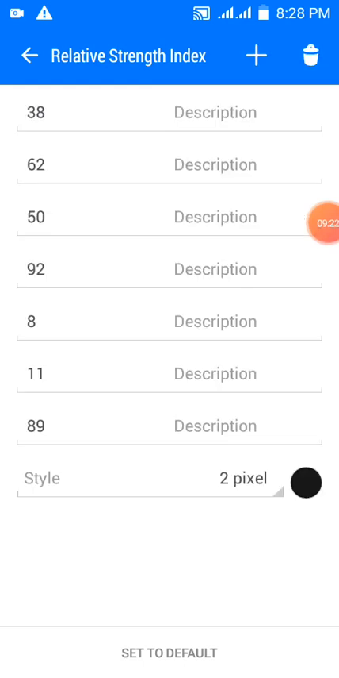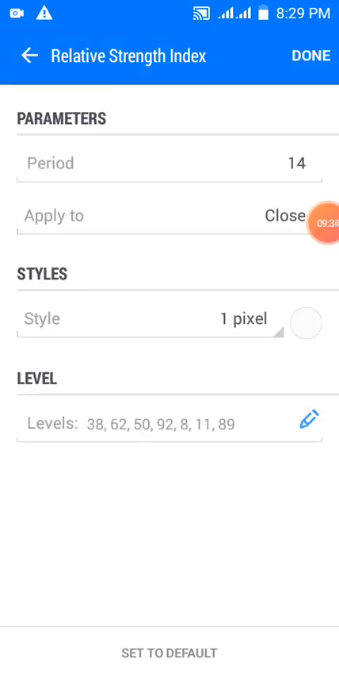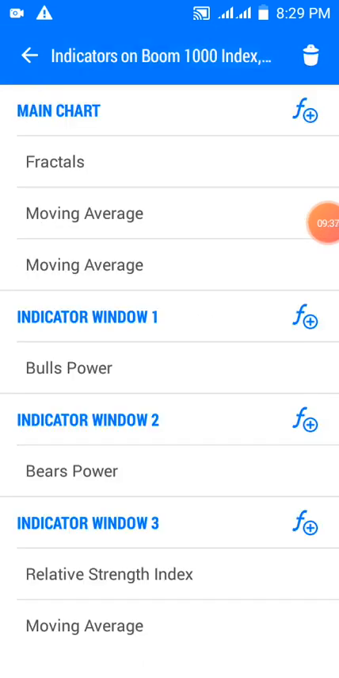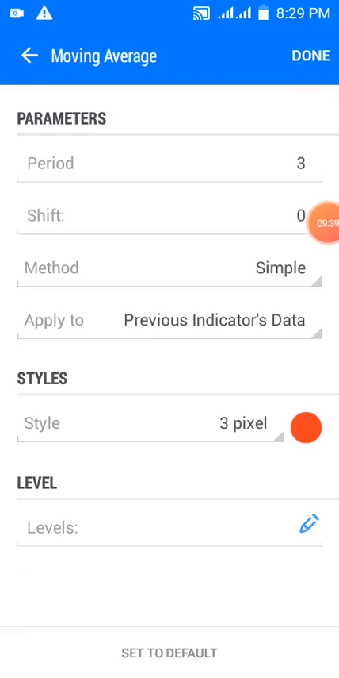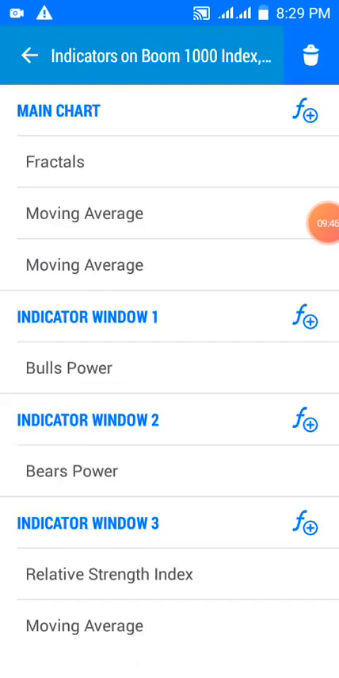Now let's look at the levels. I have 38, 62, 50, 92, 8, 11, 89. Those are the levels on my RSI. Okay. Then I have a moving average of 3 period. Method is simple, applied to previous indicator's data, and the color is red. Now let's go to the chart.